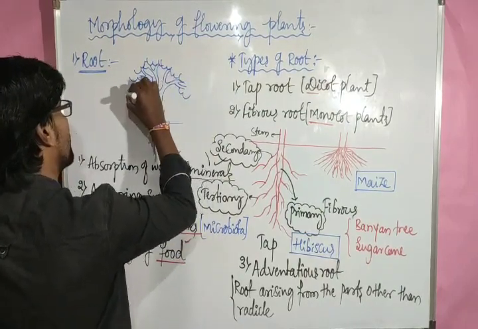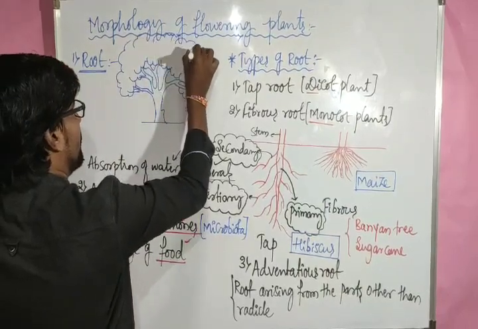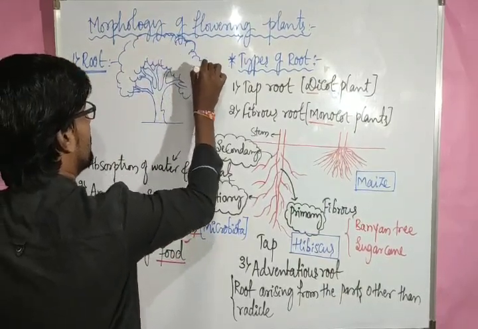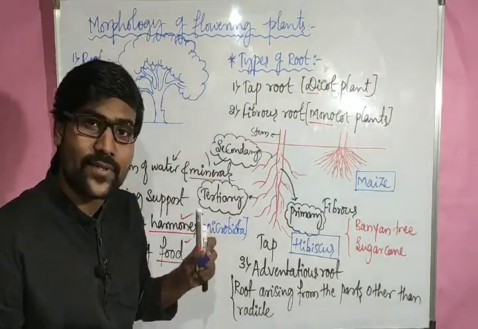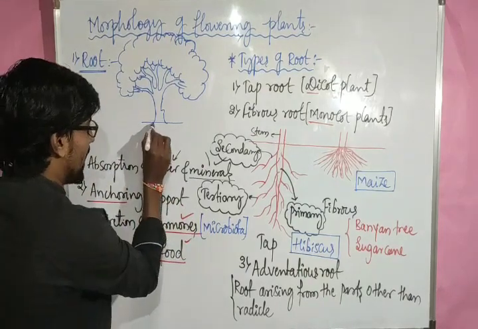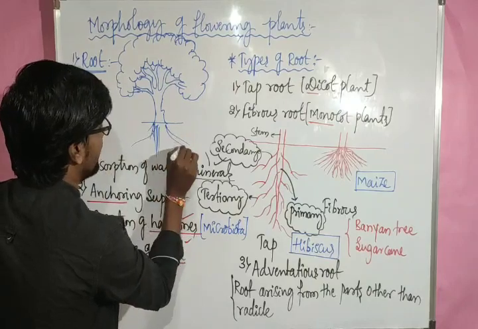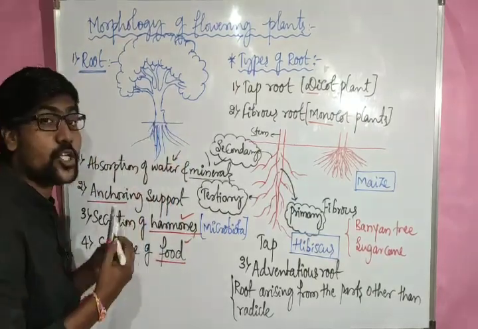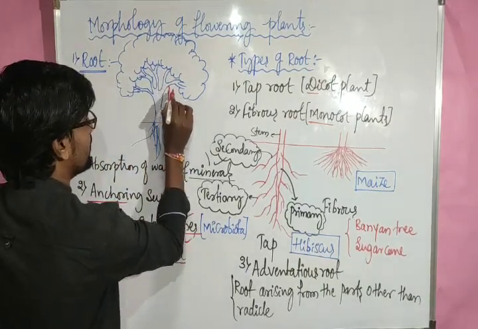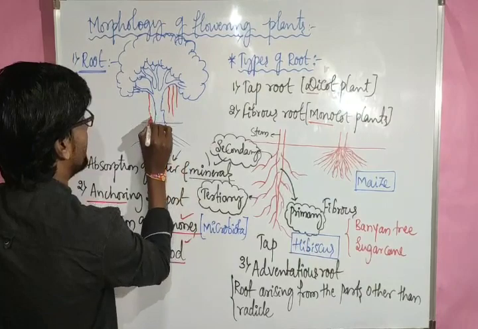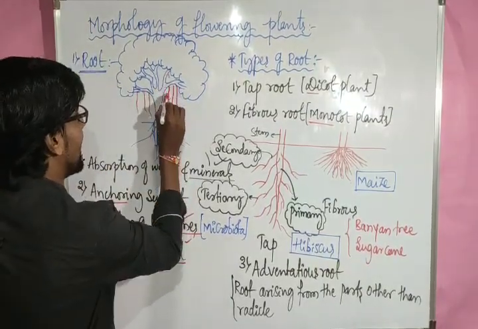Which plant? Yes, what is that plant? Banyan tree. So consider it as a banyan tree. Actually the banyan tree roots are present here, right? These are the roots of a banyan tree, but these are the major roots, and along with that the banyan trees will be having this kind of roots, and these are the hanging roots.